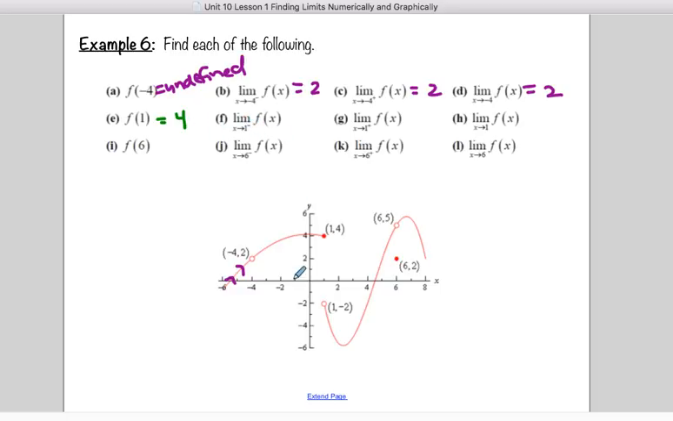Then we look at 1 as you approach from the left. So here's your left-hand side. So as I approach from the left, my y value is 4. This is asking me to approach 1 from the right. So right-hand side, I follow my curve all the way to get to 1. And my y value is -2. And that's asking me for the overall limit. Are they the same? No, they are not. So it does not exist.